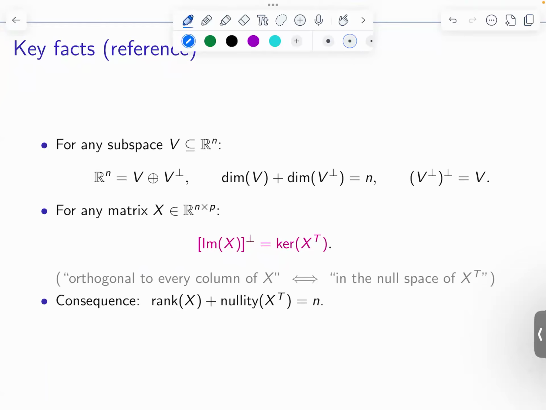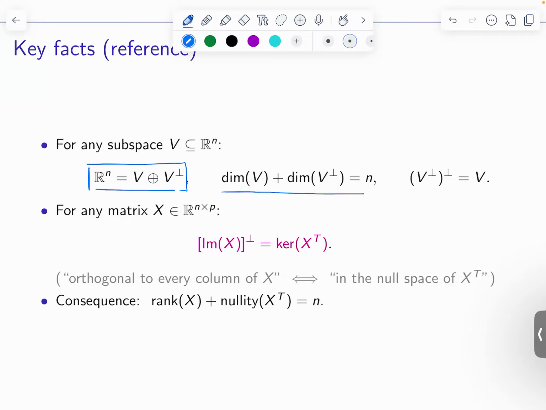Okay, so we're almost done with the projection. To summarize, the first point we have already seen: R^n can be decomposed into the direct sum of V and V perp. All the things we discussed are compactly summarized in this equation. If you look at it and understand it, then you understand the projection, orthogonal complements and the relations so far.